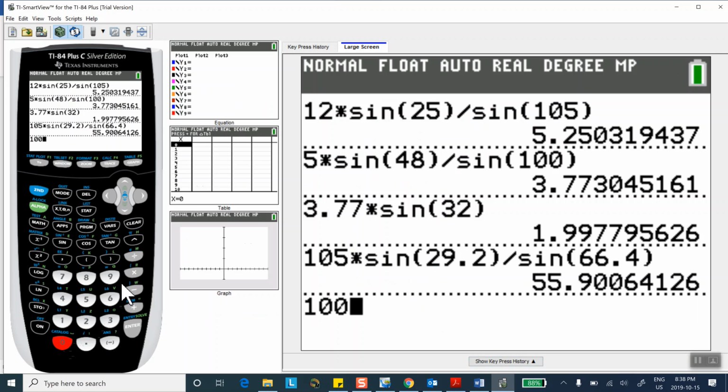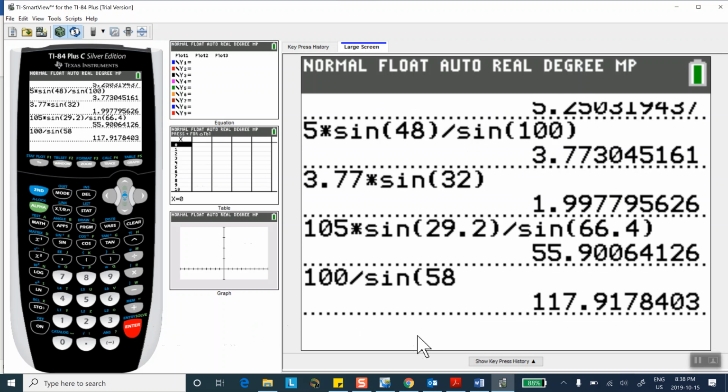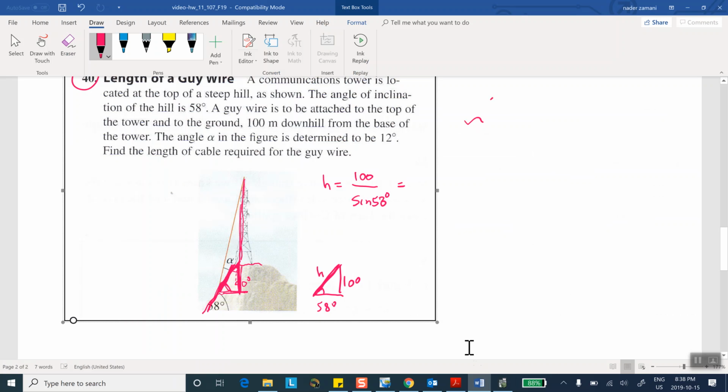100 divided by sine of 58. And that is 117.9. So let's go ahead and put it in the diagram here. So this is 117.9. So now we have this is the guide tower.